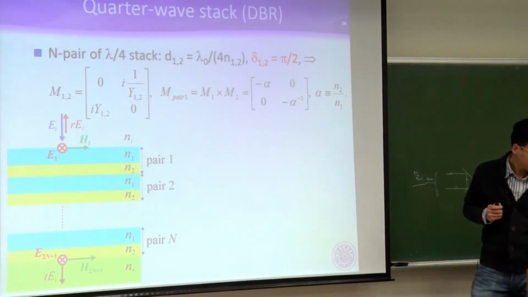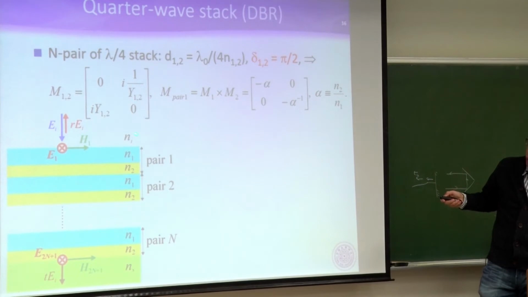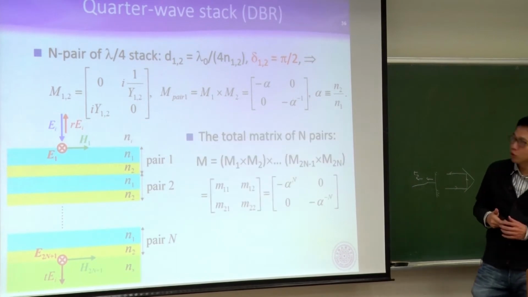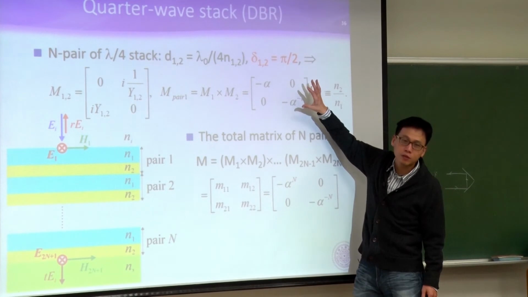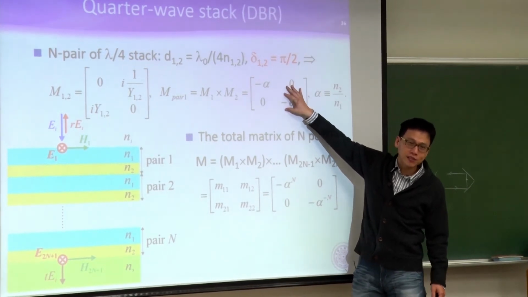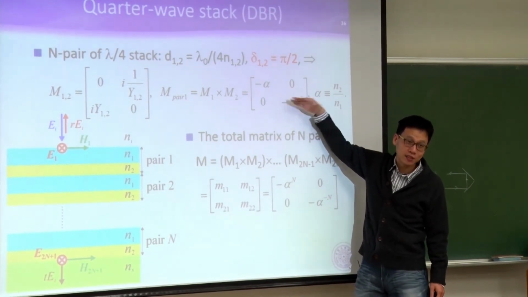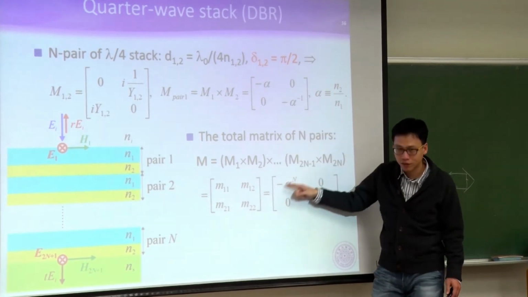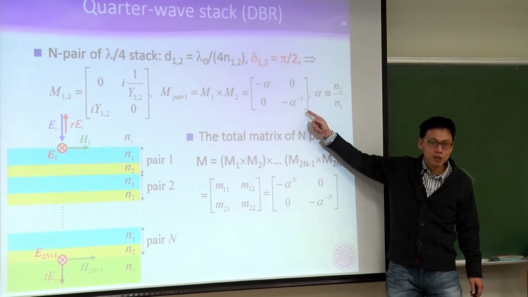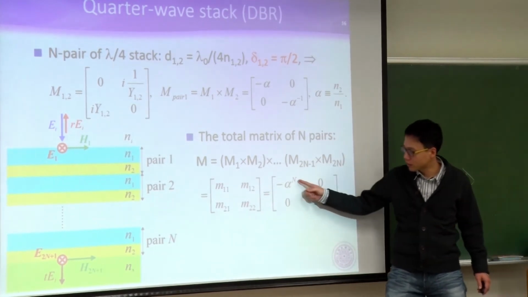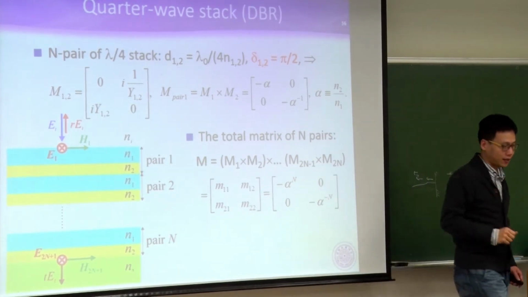But we have more than one pair. This pair 1, pair 2, pair n. We have n pairs. So the total matrix is simply the multiplication of n same matrix, right? It's a special case, and you have this result. This is very simple to calculate, because it is a diagonal matrix, so the multiplication is easy. You just turn it into an n-th power.